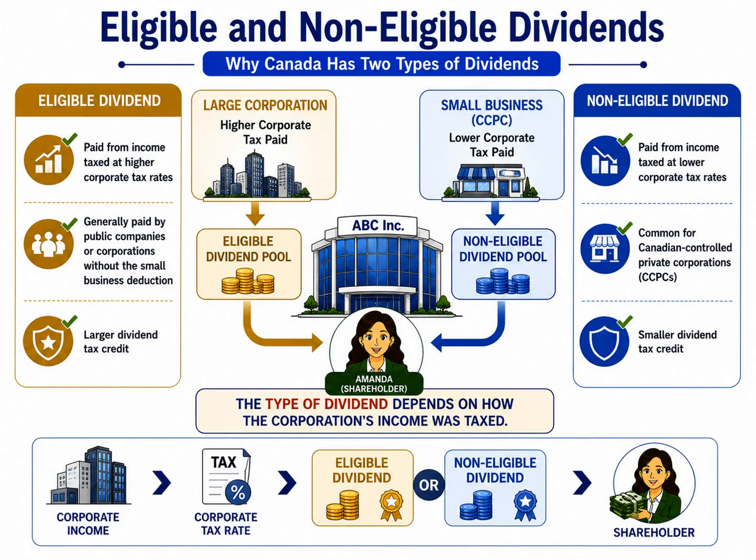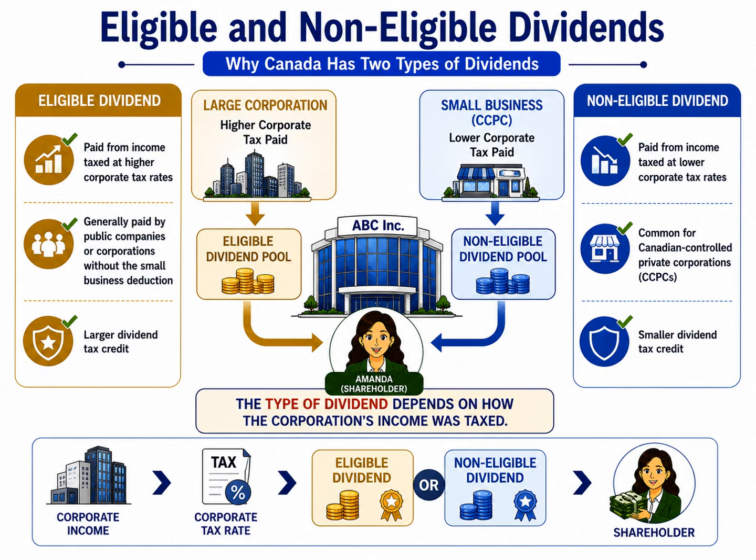When studying Canadian dividends, one of the first questions students ask is, why are there two types of dividends? The answer lies in the amount of corporate tax that was paid before the profits were distributed to shareholders. Let's start with the basic idea.